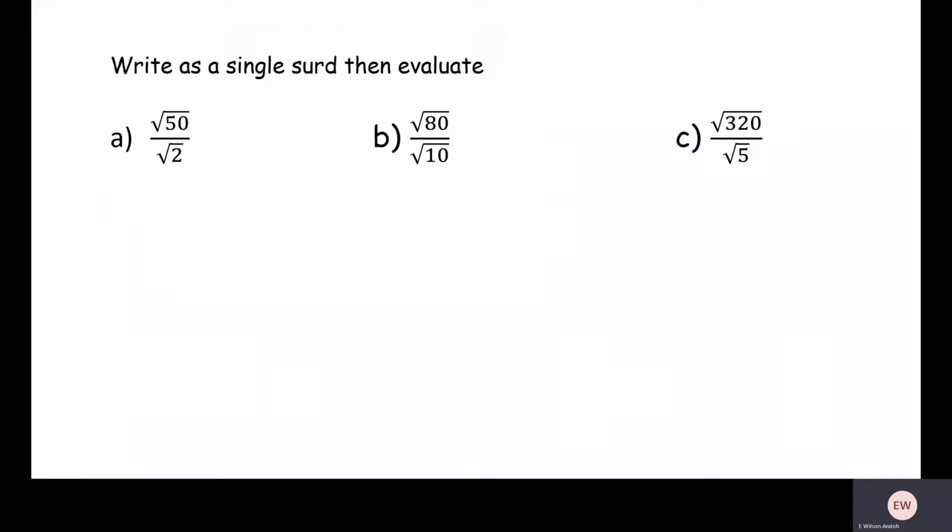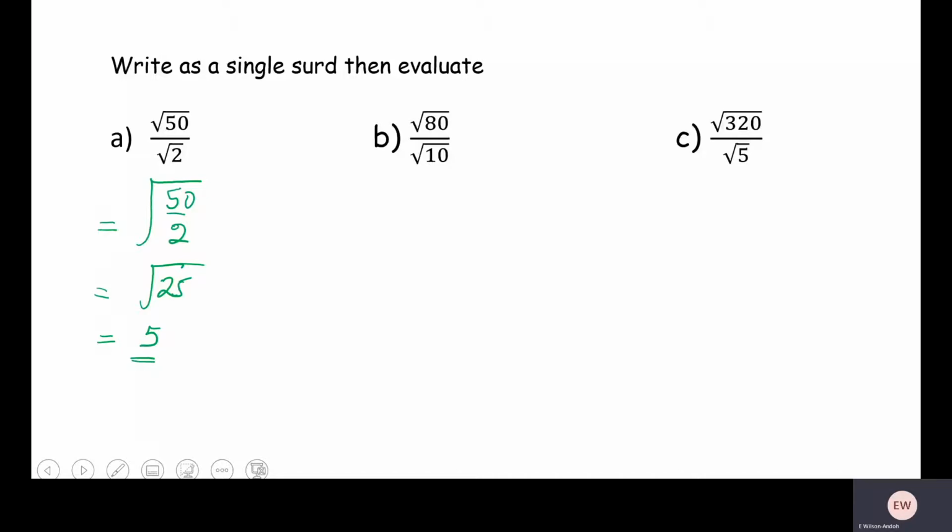So we are asked to write these as a single surd and then evaluate them. In the first question, we have root 50 over root 2. So if we want to write this as a single surd, we have both the numerator and the denominator being surds. So this can be written as square root of 50 over 2. And 50 divided by 2 is equal to 25. So we have square root 25. And this will give us 5 as our final answer.